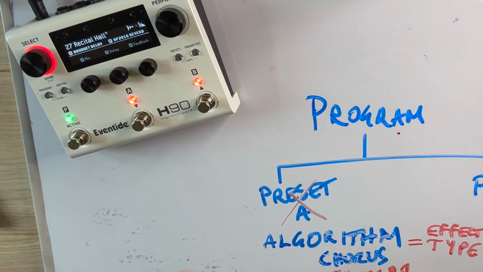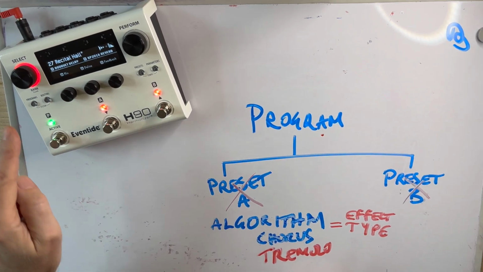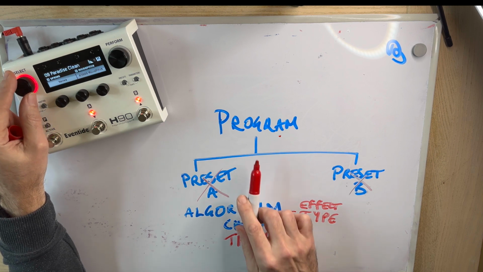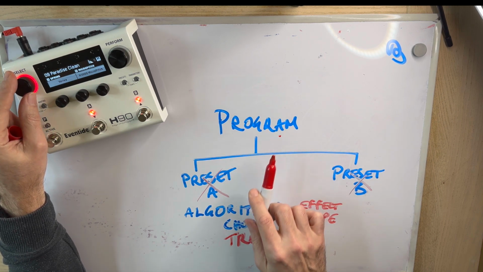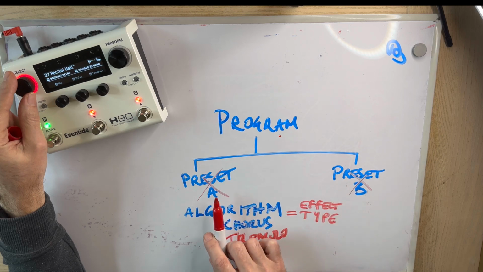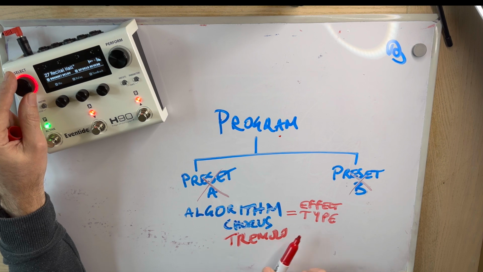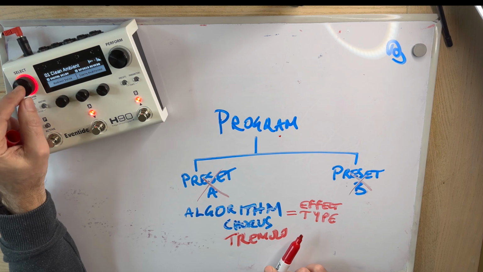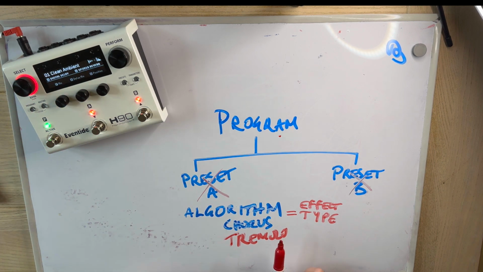So hopefully that made sense. Just to summarize, when you're scrolling with this button here from the main screen, you're scrolling through programs. Each program has got 2 presets, and the preset contains an algorithm, which is just a type of effect, and some settings. That's all. Now, I'm slightly simplifying it because there are some algorithms that have more than one effect type, but at the moment, let's just think of an algorithm as being the same as an effect type.